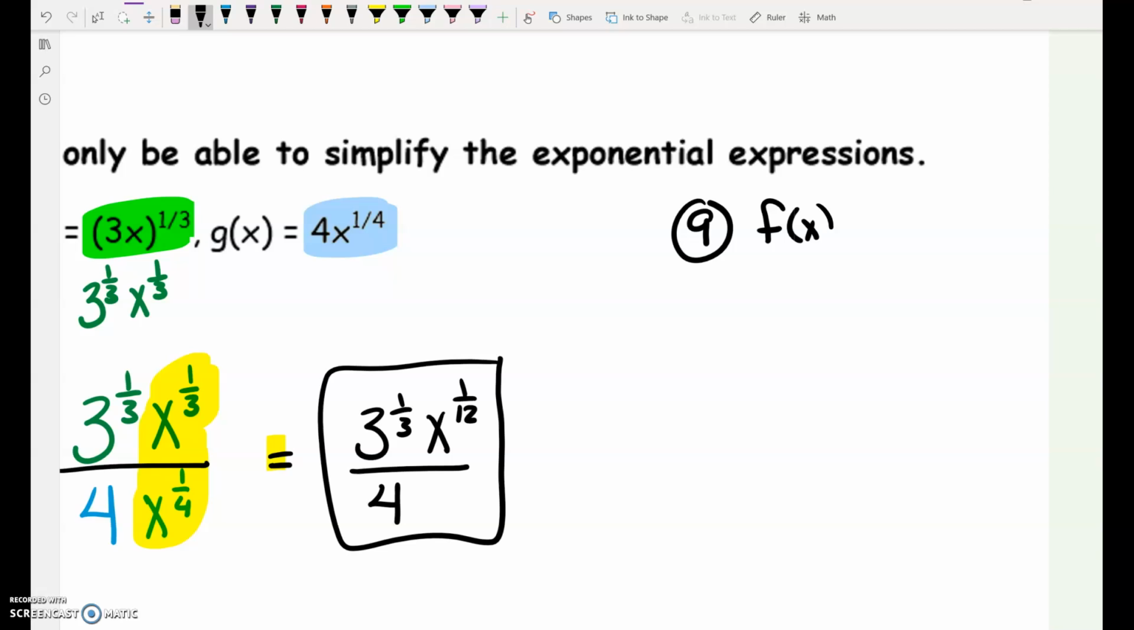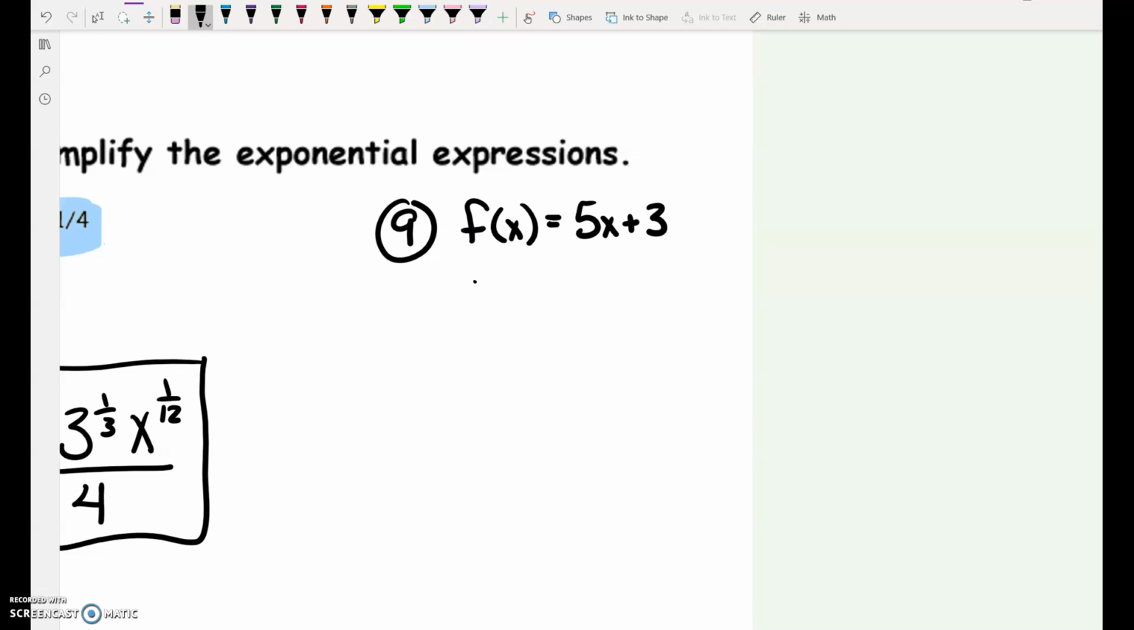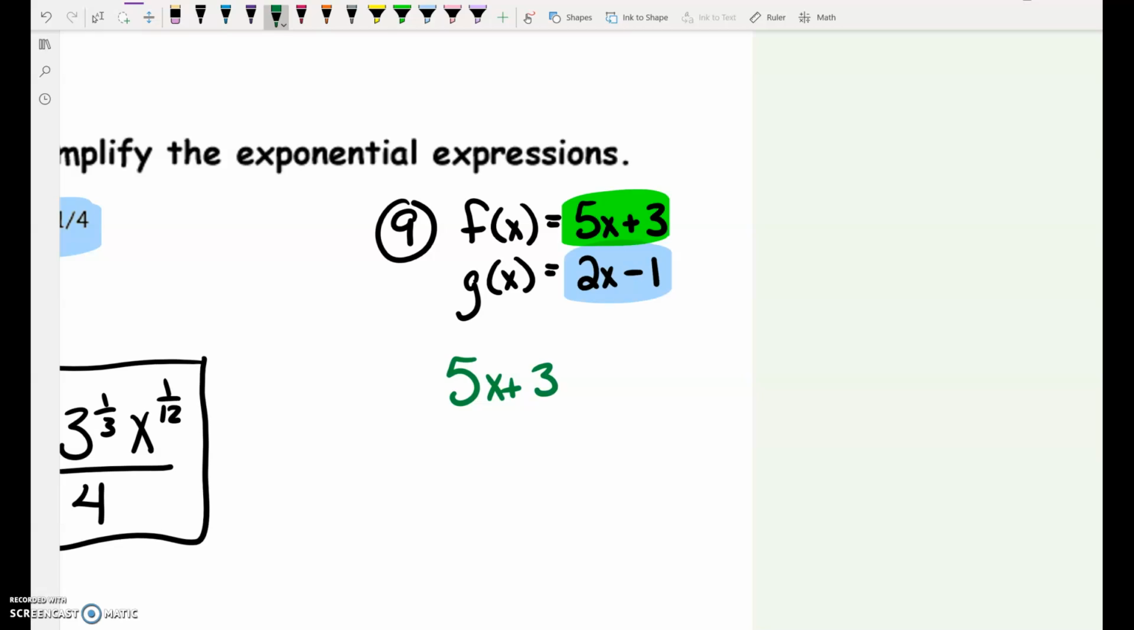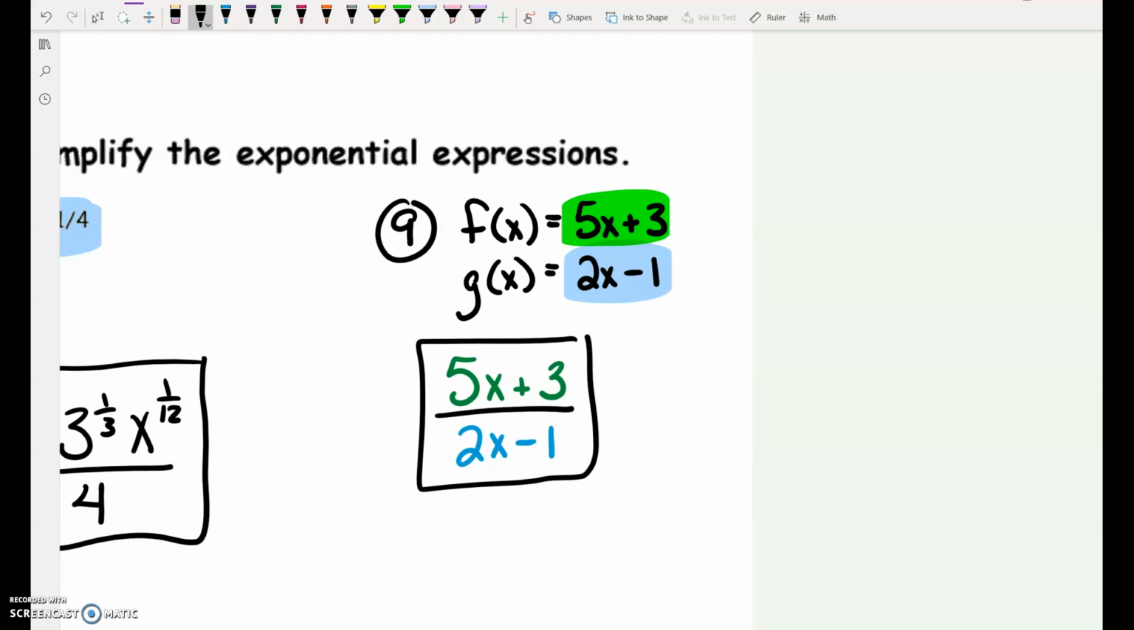In number 9, f of x is 5x plus 3, and g of x is 2x minus 1. Do f of x divided by g of x. So 5x plus 3 divided by 2x minus 1. That's it, that's all. There's no simplification needed. But now we have to think about the domain.